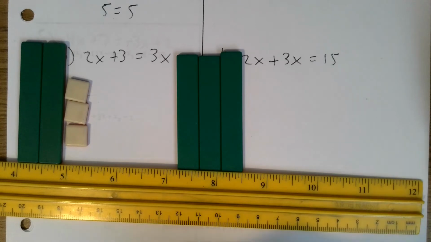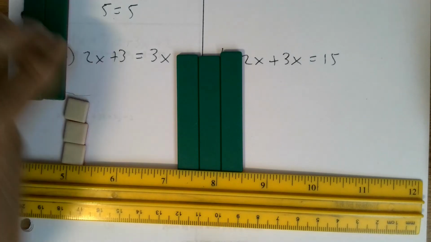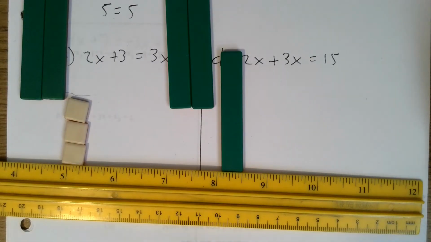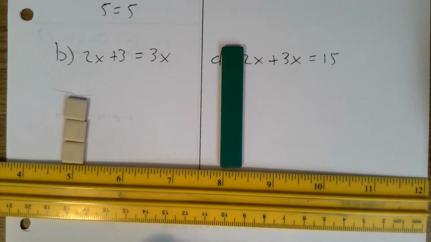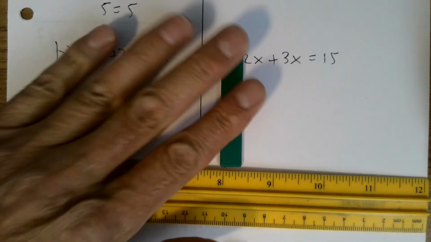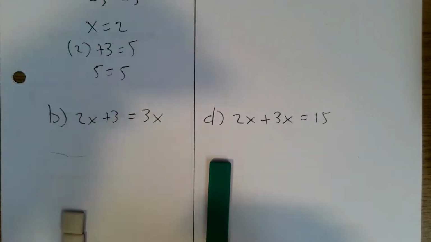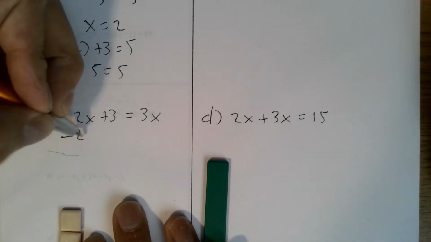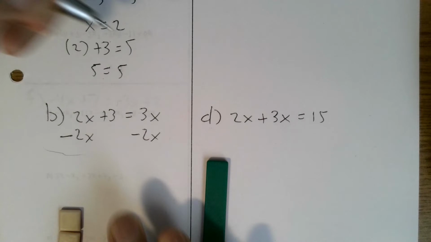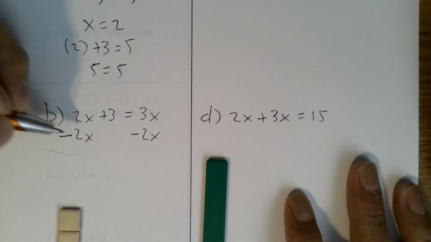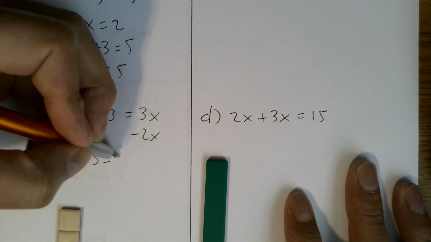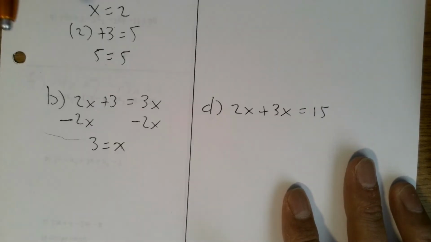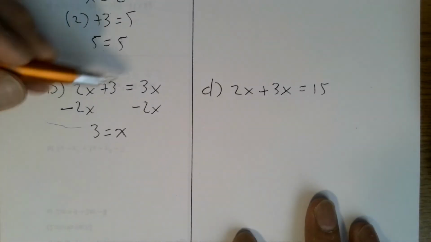without unbalancing our scale? Well, if I were to get rid of 2x from this side and 2x from that side, I'd be doing the same thing to both sides, and I'd end up with 3 equals x. So I took away 2x from both sides, so I'm going to show that here, minus 2x, minus 2x. 2x minus 2x is 0, so I'm left with 3 over here. 3x minus 2x is 1x, or just x. And same as last time, they're both x's because they're both the same number.